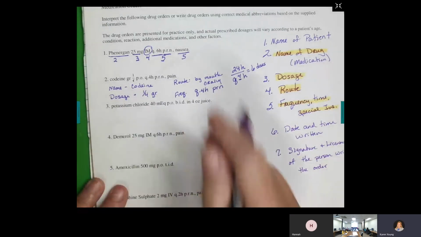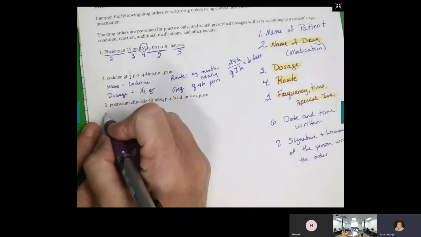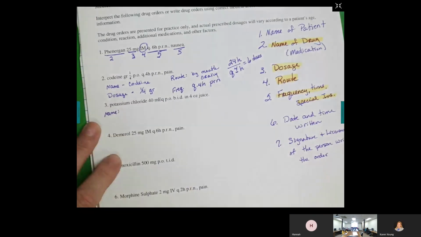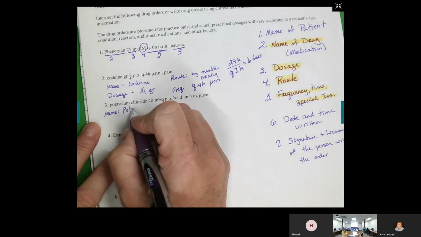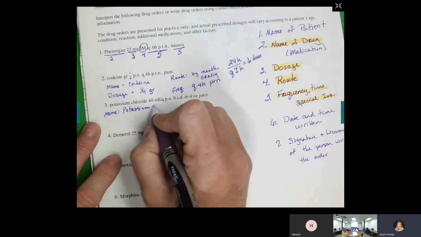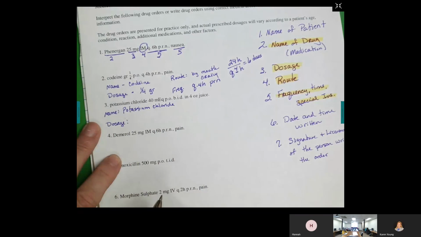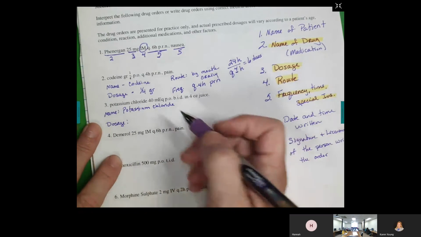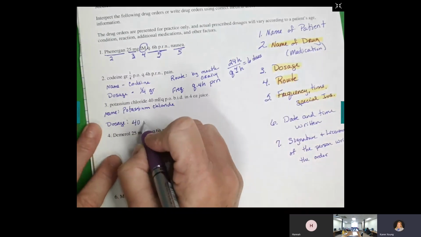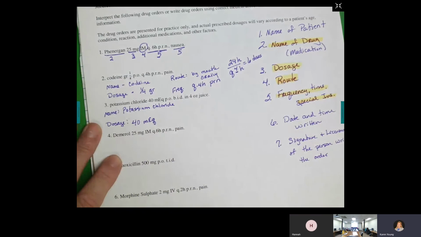So if we look at number 3, what's the name of my drug? Potassium chloride. Potassium chloride, right. I'll turn up my speaker so I can hear y'all. So potassium chloride. And then what's my dosage? The dosage, yeah, is the 40 milliequivalents, the MEQ, milliequivalents.